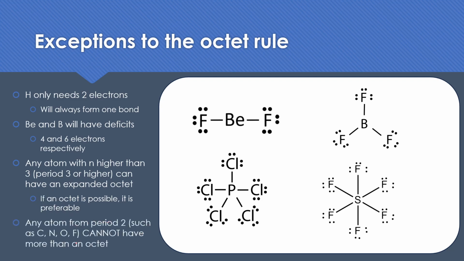Any atom from period 2, like carbon, nitrogen, oxygen, fluorine, cannot, and I emphasize this, have more than an octet. So if you see carbon drawn with more than an octet, that is wrong, wrong, wrong. Please don't do that. So let's look at some practice examples.